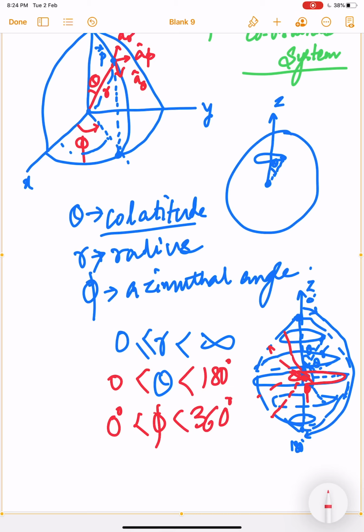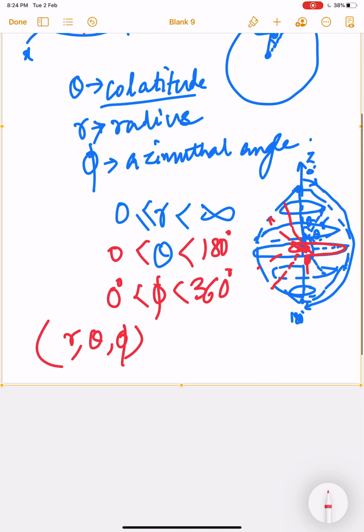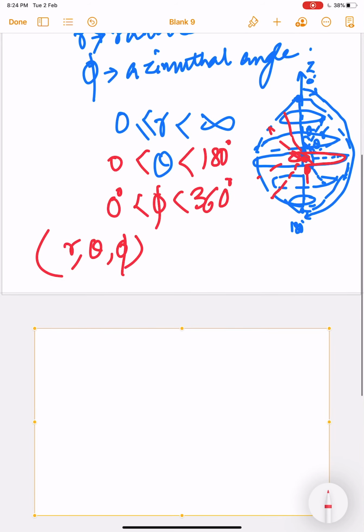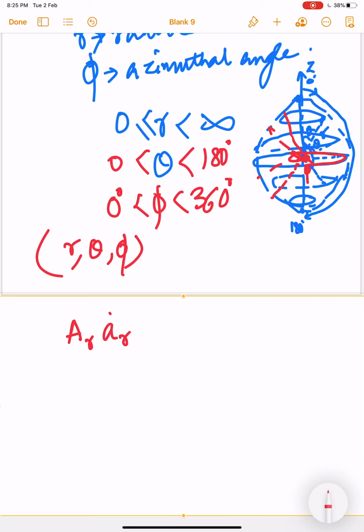Anyways, this was all about spherical coordinates. We write the coordinates in this format: r, theta and phi. Similarly, as we did in cylindrical coordinates, over here also we can define a position vector, where I'll say it is something like this.